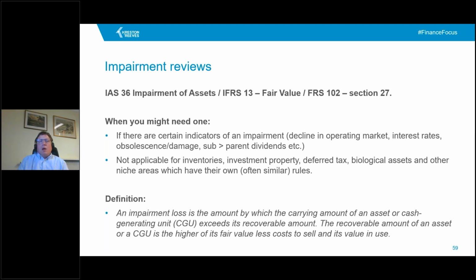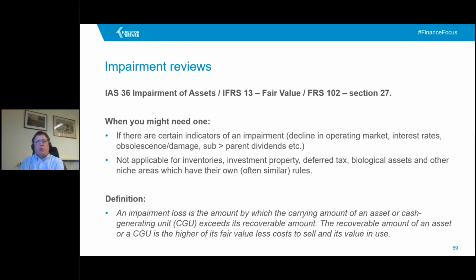Impairment reviews are necessary where a business identifies indicators of an impairment. This might be as simple as an interest rate increase, which causes the costs of a division to spiral, or it might be the payment of a dividend from a subsidiary up to its parent that eradicates the value of the subsidiary. We have to be careful in this area, and you need to keep your eyes open for these indicators. Again, I've put a definition on screen, which I'll let you read through.